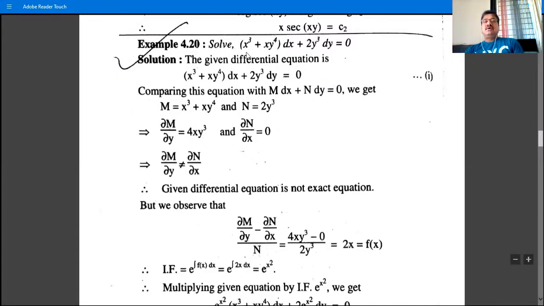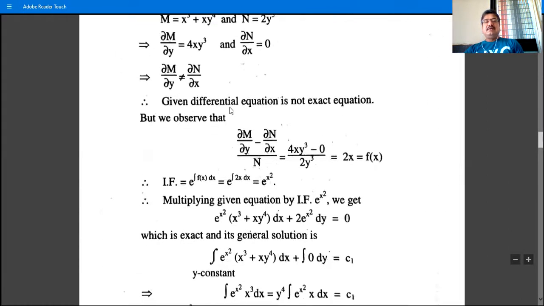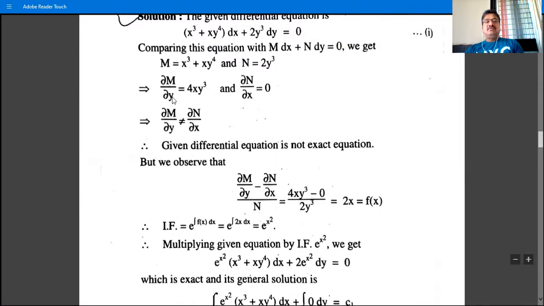Next example, solve (x cube plus x y raised to 4) dx plus 2y cube dy is equal to 0. So this is the given differential equation. Compare with M dx plus N dy is equal to 0. We get M as this and N as this, 2y cube. And then ∂M/∂y means derivative with respect to y.